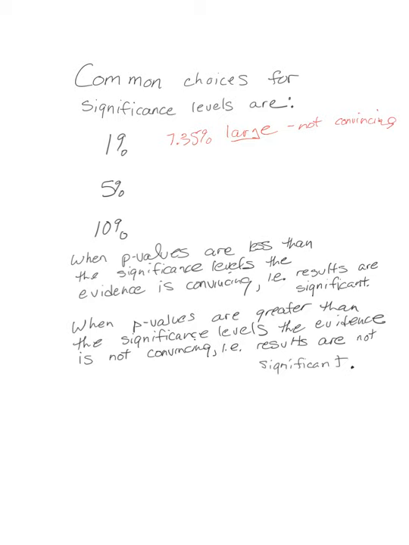Likewise, for 5%, 7.35 would still be large, not convincing. But if the significance level was 10%, then 7.35% would be small, or it would be convincing.